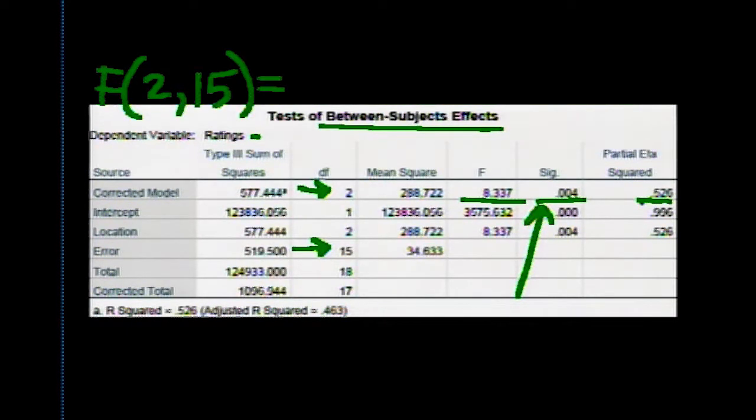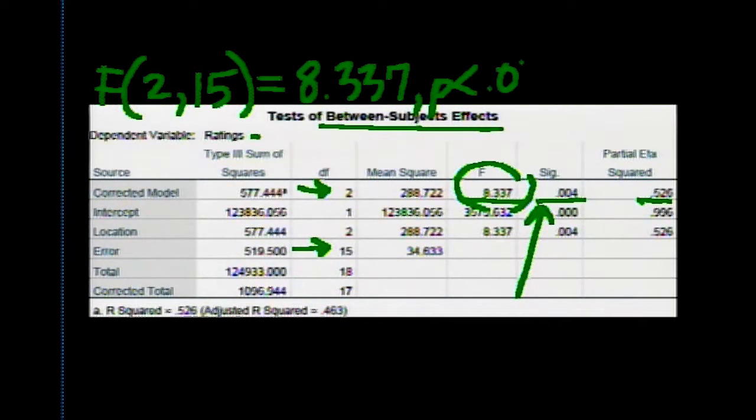And then I would report the F ratio, that's right here, 8.337, with a comma. And p is less than 0.05 because I had a significant result. So that's this score. And then I'm going to put the eta squared, 0.526. I'm running out of space. Okay, you get the idea.